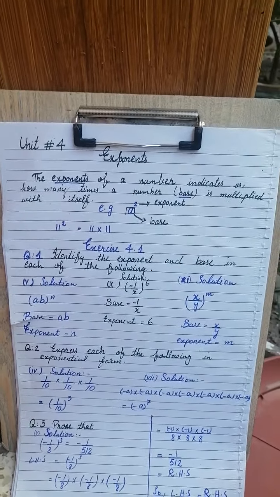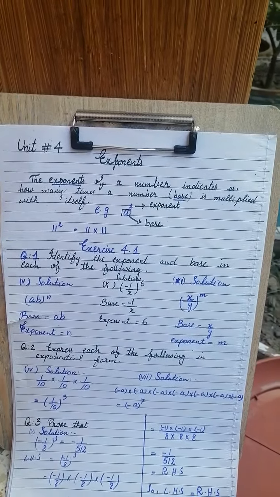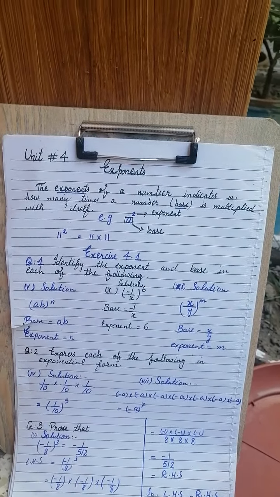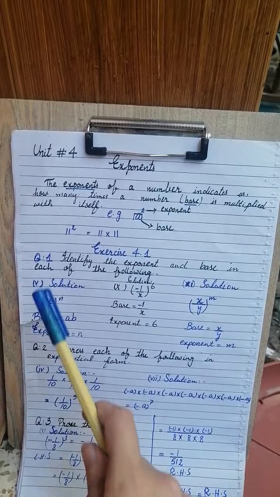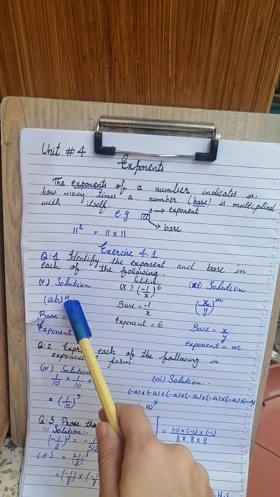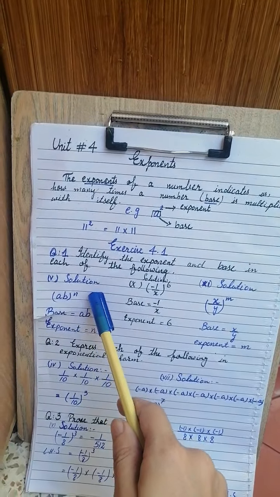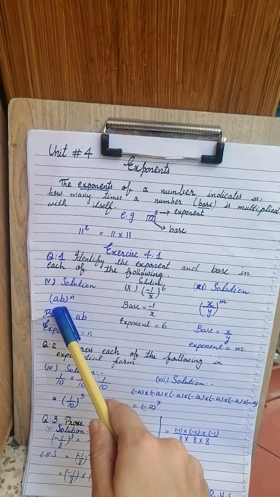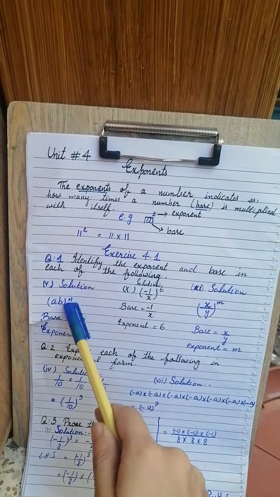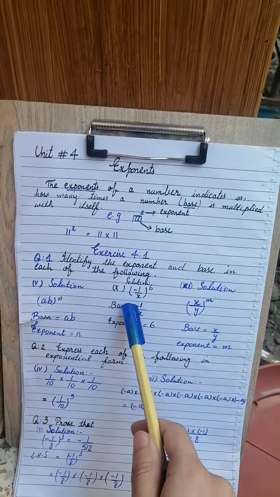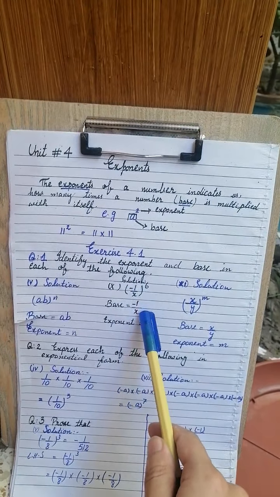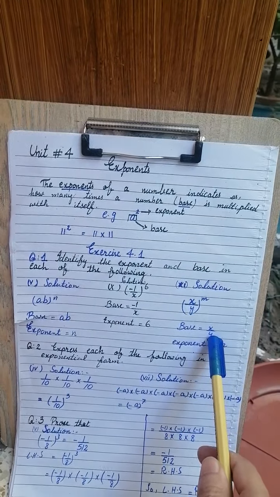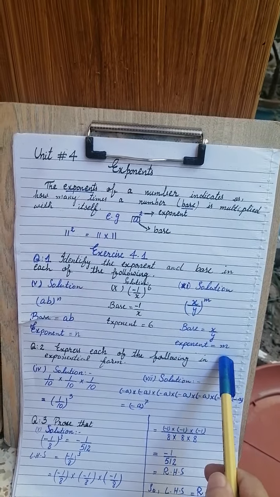Next, exercise 4.1: identify the exponent and base in each of the following. Here the question is AB raised to n. So what is the exponent and what is the base? Under the exponent, the number is called the base. AB is called the base and n is called the exponent. Similarly, minus 1 over 6 is called the base and 6 is called the exponent. X over m is called the base and the exponent is m.